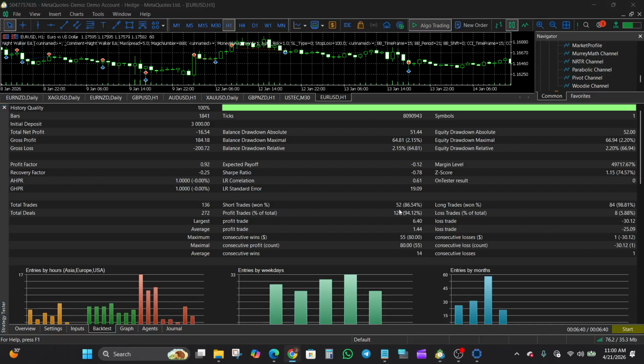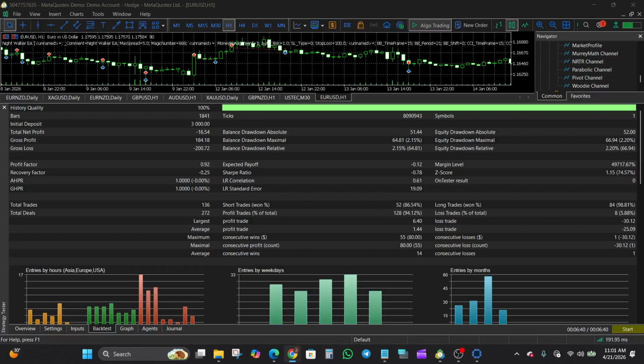Well, the performance is not exactly very good, even though it's just a little net loss. Gross profit $184.18, gross loss $200.72. So we have a total net profit of minus $16.54. Okay, so out of 136 trades, 52 were short trades, 84 were long trades, and most of the long trades were won, while 86.54% of the short trades were won.